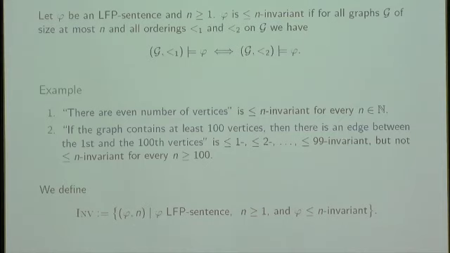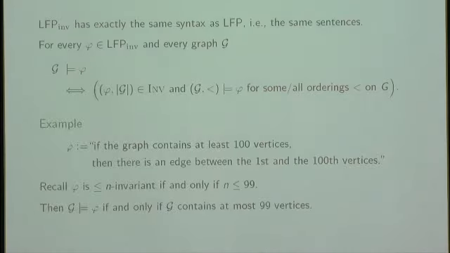From this, I define a binary relation invariant which consists of all tuples phi, n, so that phi is an LFP sentence and n is a natural number, so that phi is less or equal to n invariant. So now we can define this LFP invariant logic.